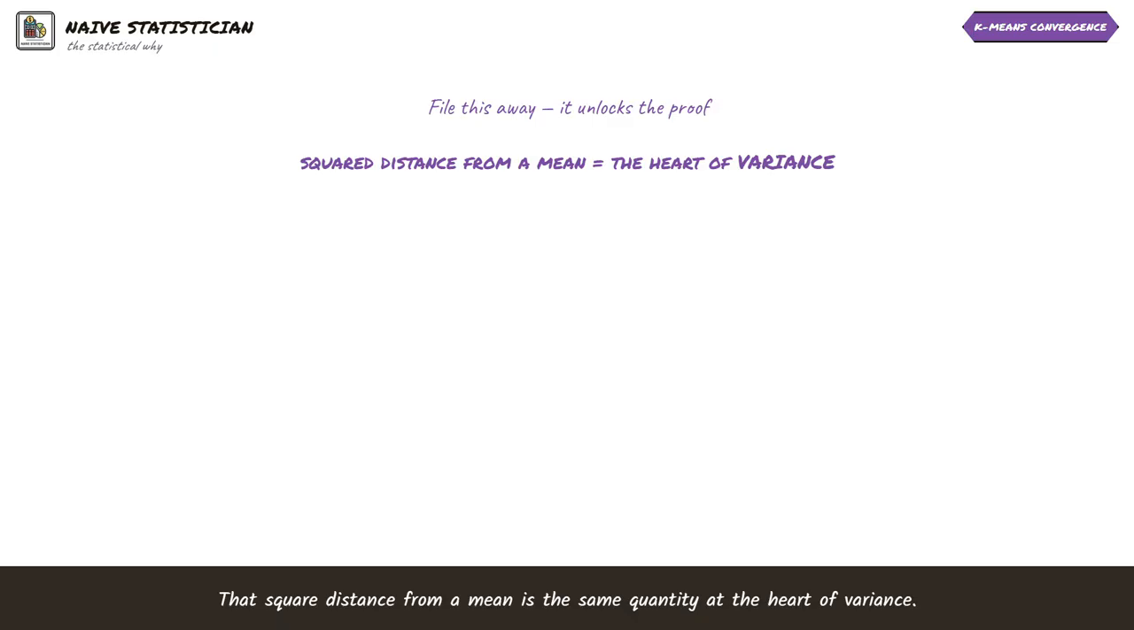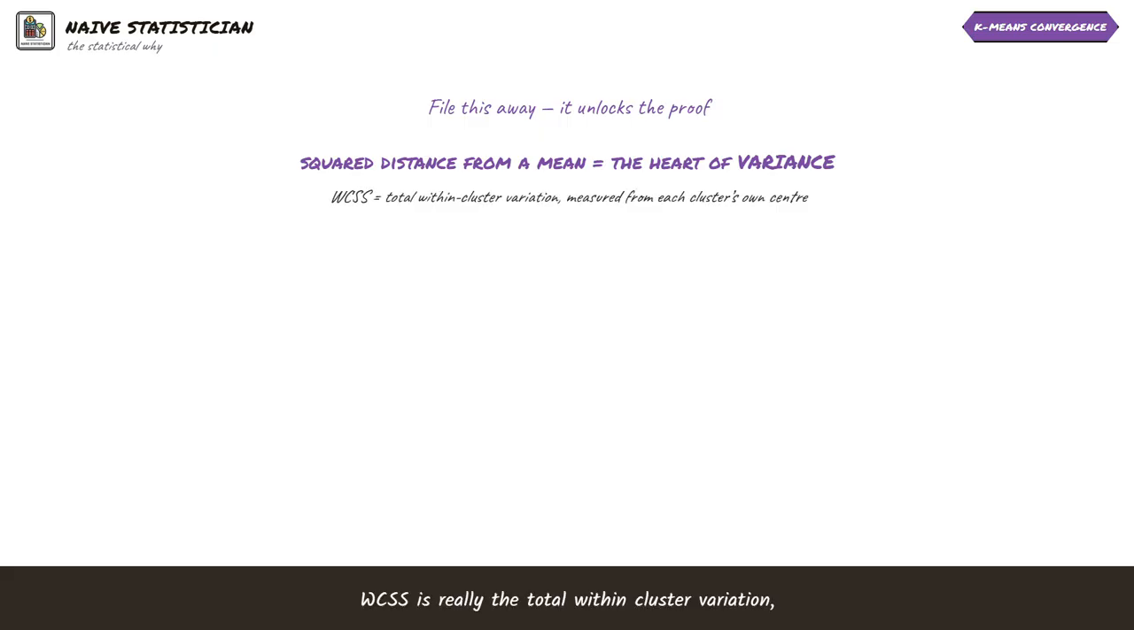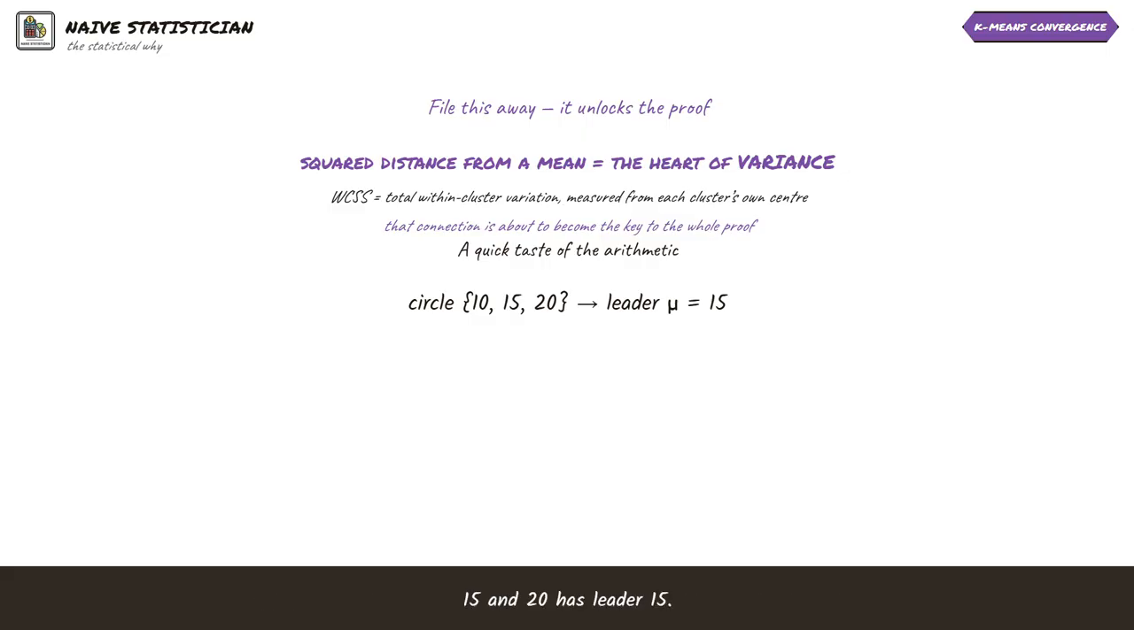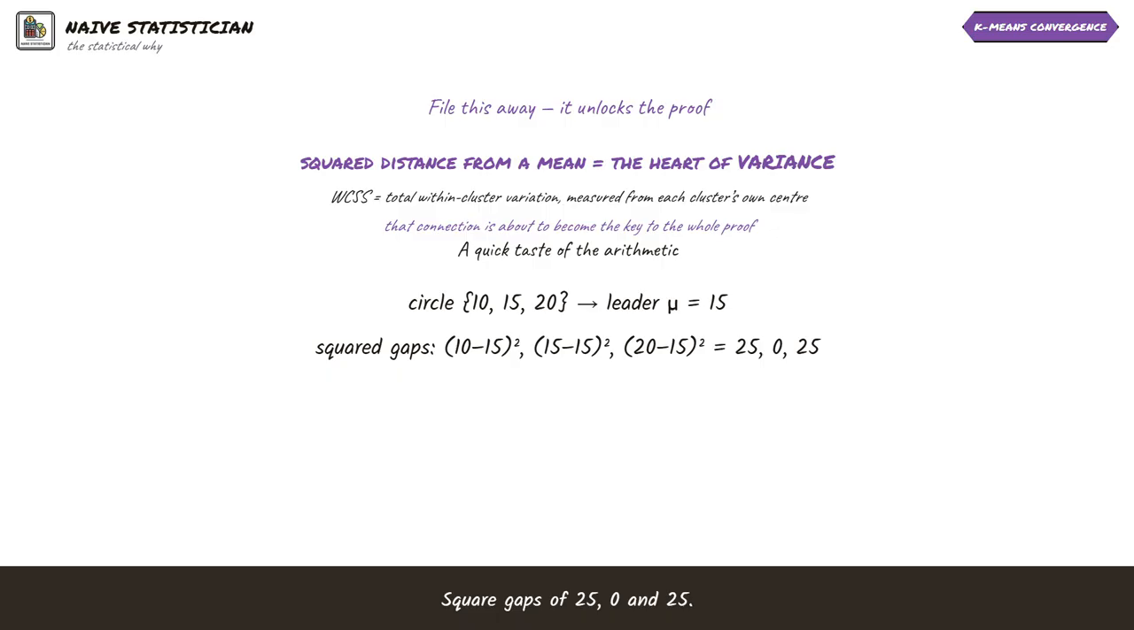That squared distance from a mean is the same quantity at the heart of variance. WCSS is really the total within cluster variation, measured from each cluster's own center. That connection is about to become the key of the whole proof. As a quick taste of the arithmetic, a circle of 3 students scoring 10, 15 and 20 has leader 15, squared gaps of 25, 0 and 25, and so contributes 50 to the WCSS.